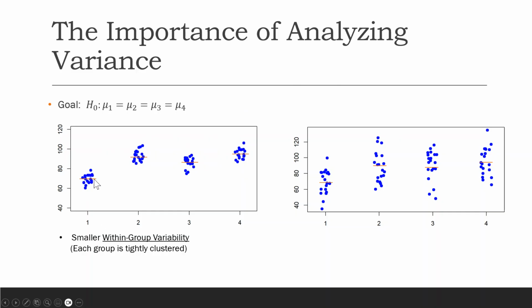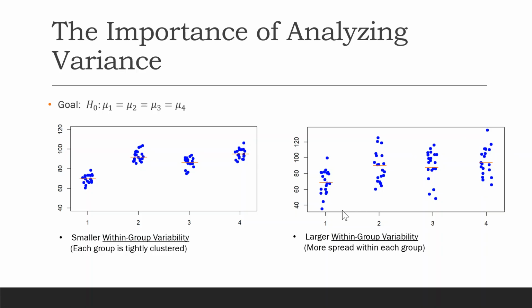That just means that each group has values that are tightly clustered together. It is smaller in the graph to the left and larger in the graph to the right. In the graph to the right, there's a lot more spread in those quantitative values that are given by this axis here, in all of the groups in the graph to the right. But that's what I'm talking about when I'm talking about within group variability.